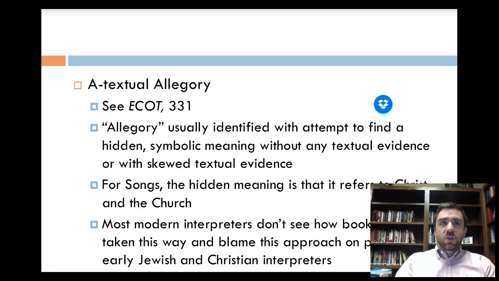For most of the church's history, there's a hidden meaning in Songs that it refers to Christ, and they use the term allegory. We don't have time to talk about the differences between good and bad allegory, but suffice it to say that there is something called atextual allegory that's trying to find a meaning without any textual evidence whatsoever. Most of modern interpretation accuses pre-modern interpretation of being atextual in their allegorical reading of Songs. So they don't think it can be about Christ and the church because they don't see the textual evidence for it. Okay, we're running out of time here.